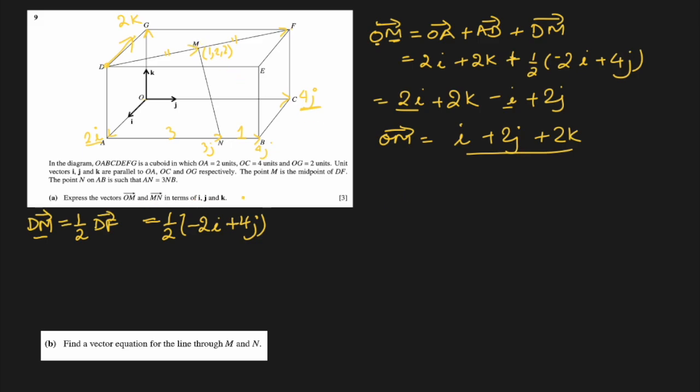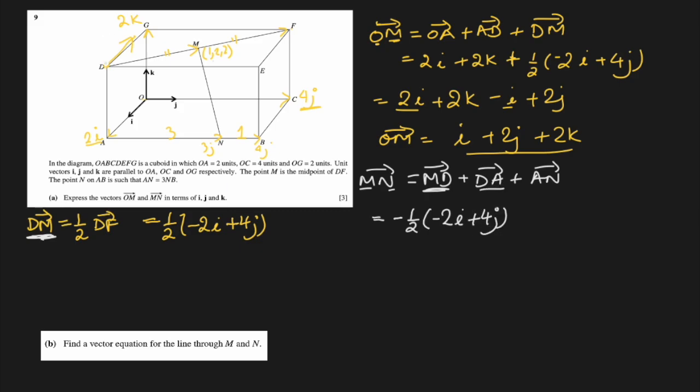Alright, the second one was MN. So let's try to find MN. Starting at M, ending at N. So I go back to D, so MD first. Then I go down to A, DA. And then A to N. MD is opposite of DM. We just found DM, so we'll just put a minus here, so that comes out to minus half minus 2i plus 4j.